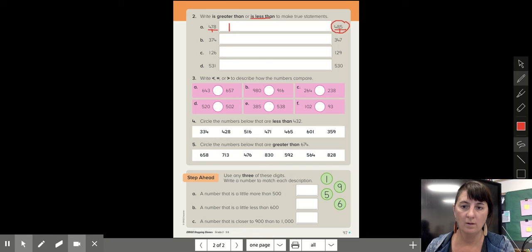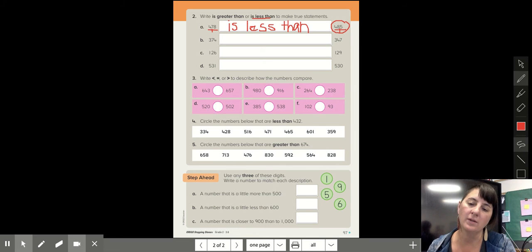So we're going to write is less than 485. Oh, excuse my handwriting. Let's fix that. I have to go so slow for this to work. Is less, it's an E, I promise, is less than 485.